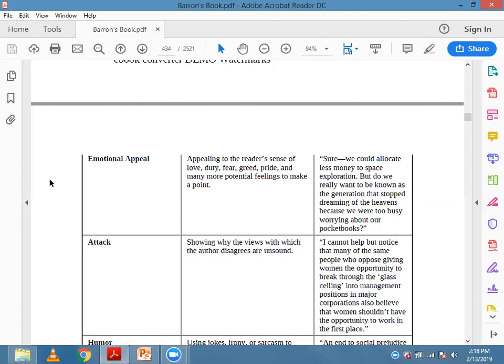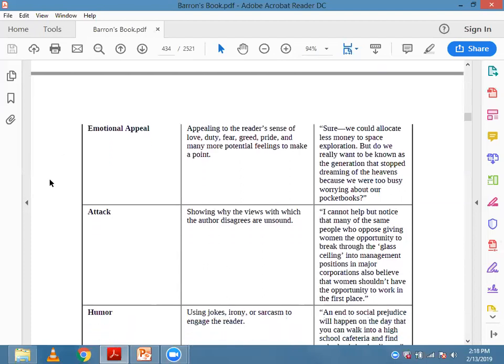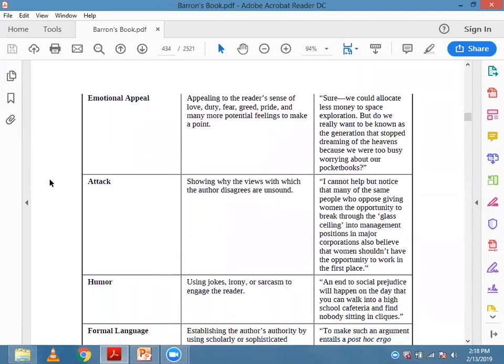The next category is attack. This is very simple. In this, the author is just making an attack on something that he does not believe in. So over here, by almost putting down the other idea, he is making his argument stronger. It's basically a slightly extreme use of language, showing disagreement with another argument.